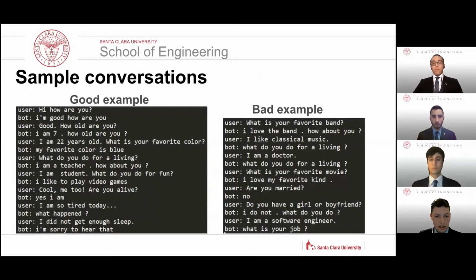On the right, however, it can be seen that the chatbot has some shortcomings. For example, it has a strong tendency to rely on overly generic responses, such as "What do you do for a living?" and sometimes its answers don't make sense at all.